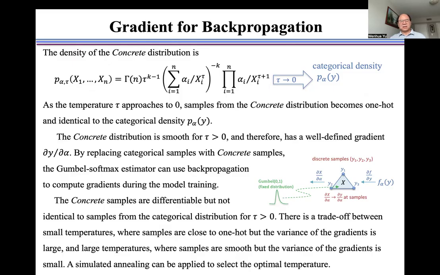A simulated annealing can be applied to select the optimal temperature.